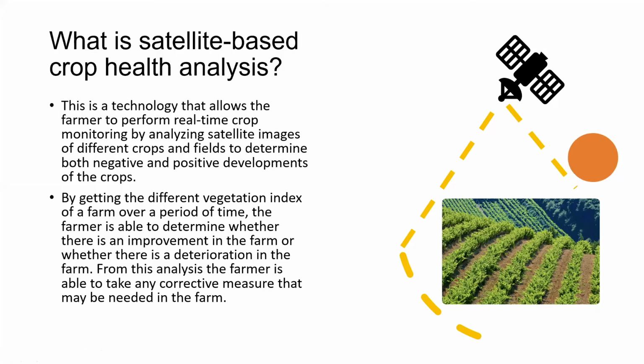By getting the different vegetation index of a farm over a period of time, the farmer is able to determine whether there is an improvement in the farm or whether there is a deterioration in the farm. From this analysis, the farmer is able to take any corrective measure that may be needed in the farm.